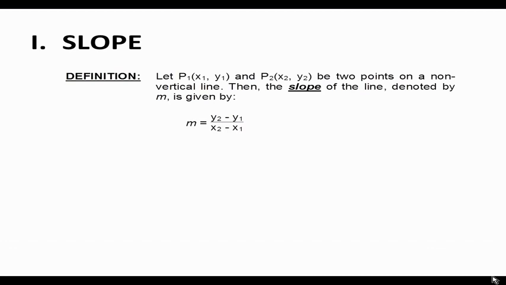Definition. Let P1 with coordinates x1, y1 and P2 with coordinates x2, y2 be 2 points on a non-vertical line. The slope of the line, which is denoted by the letter m, has always stood for slope, is given by m is equal to y2 minus y1 over x2 minus x1. Notice it's just a calculation. The little subscripts on the variables mean that somehow, some way, those points will be made known to you.